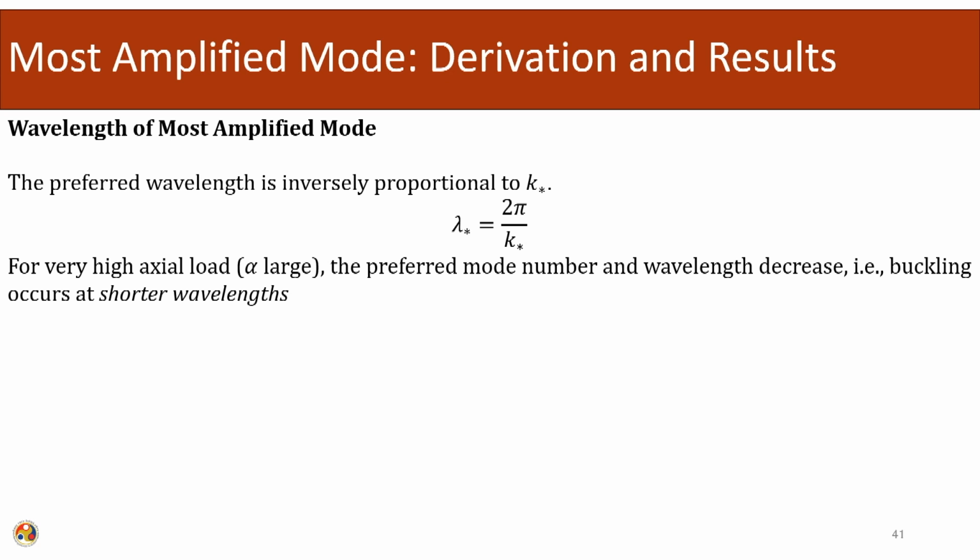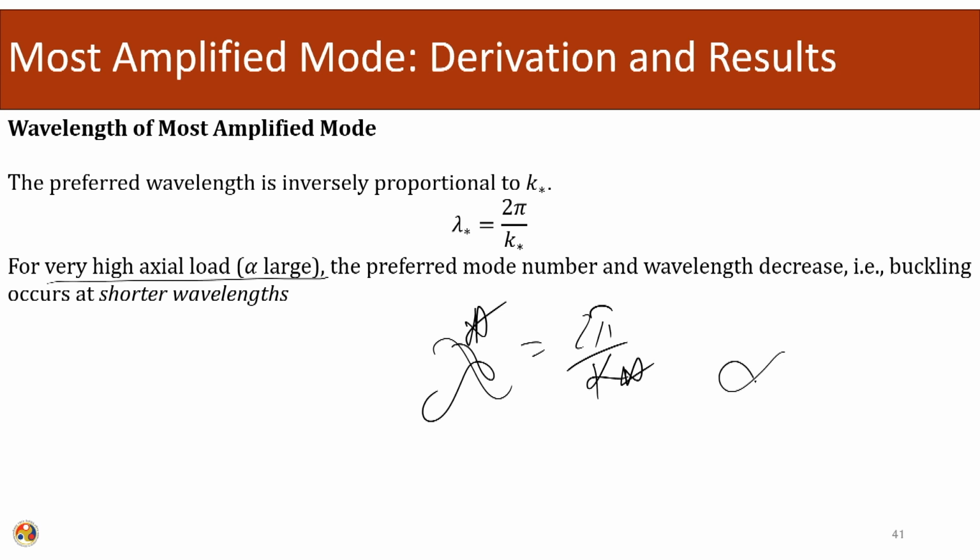So, the wavelength of the most amplified mode. Similarly, we can calculate the wavelength of the most amplified mode. Wavelength lambda equals twice pi over k. So, for the most preferred mode k star, we can calculate its wavelength. For very high axial loads, meaning alpha is very large, the preferred mode number increases and the wavelength decreases. That is, buckling occurs at the shorter wavelength.